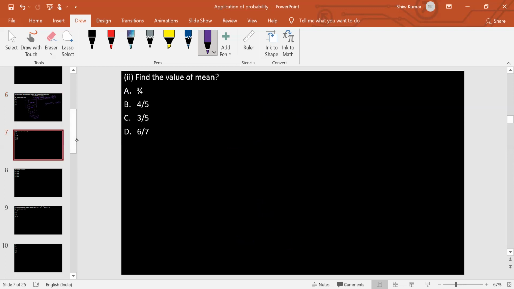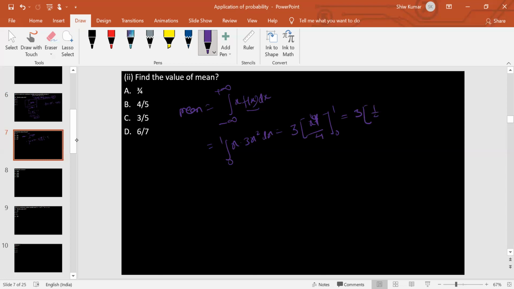Based on that, we have one more question asking to find the mean. Since we know that mean or expectation, in the case of a continuous random variable, is given as the integral of x into f of x dx. To find the mean, x varies from 0 to 1, x into 3x square into dx, because f of x we just calculated is 3x square. Take 3 outside, and x into x square is x cube, and the integration of x cube is x to power 4 by 4, integrated from 0 to 1. So 3 into 1 by 4 is equal to 3 by 4. So the mean of this function is 3 by 4.